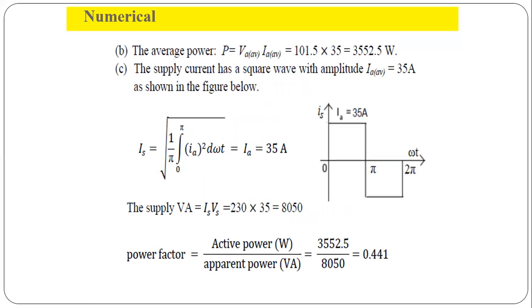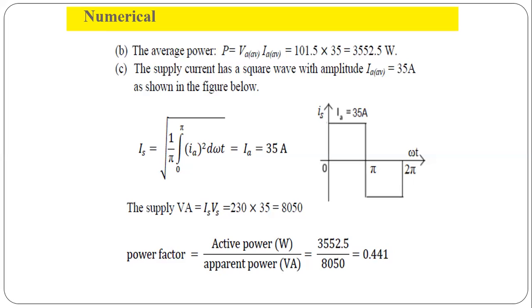Now we will find out the power. Average power P is equal to V into I. So we can put the values of V average and IA average. Now we get the value of power, that is 3552.5 watt. Now the next point: the supply current has a square wave with amplitude of 35 ampere, as shown in the figure. So we find the current IS equals the square root of (1 upon pi) integration from 0 to pi of IA squared d omega t, which equals IA, that is 35 ampere. So this is all about the concept for the solution of this numerical.